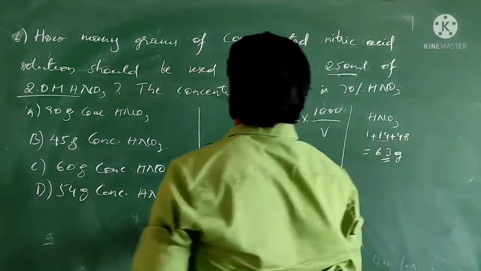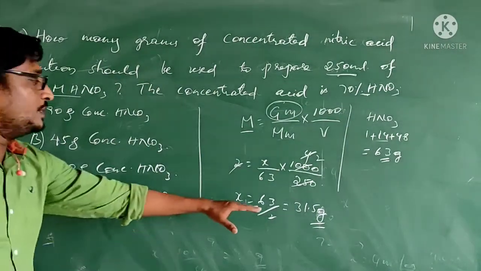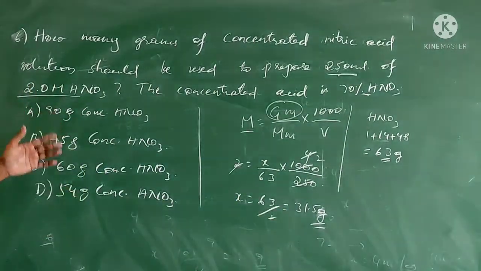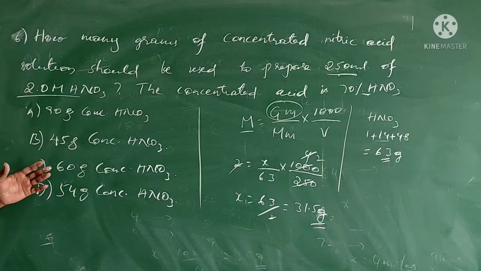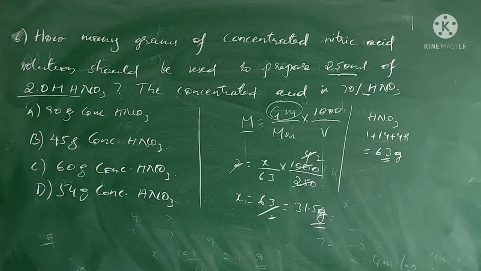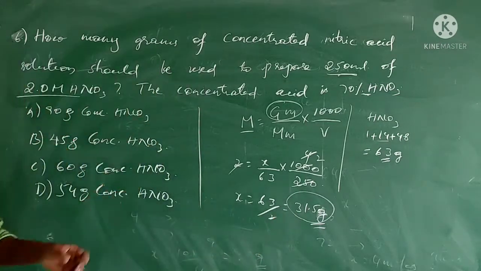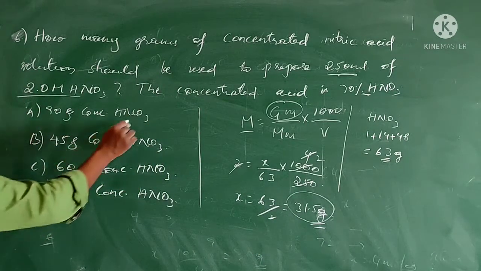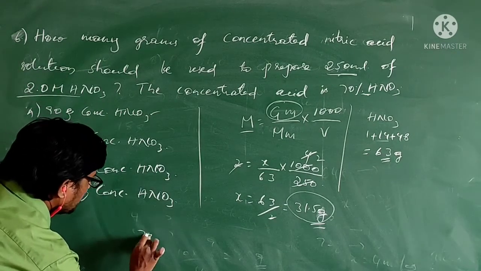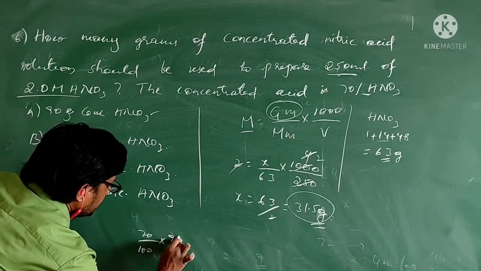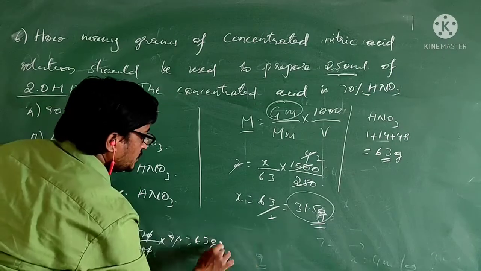But he is saying the concentrated acid is 70%. 70% means it should be more than this amount. So from the given options, we can get the answer. Which one will give us the amount of 31.5 grams when we take 70%? That is our answer. Let us check. When we consider 90, 70% of 90 means 70 by 100 into 90. So it is giving 63 grams. So this is not our answer.